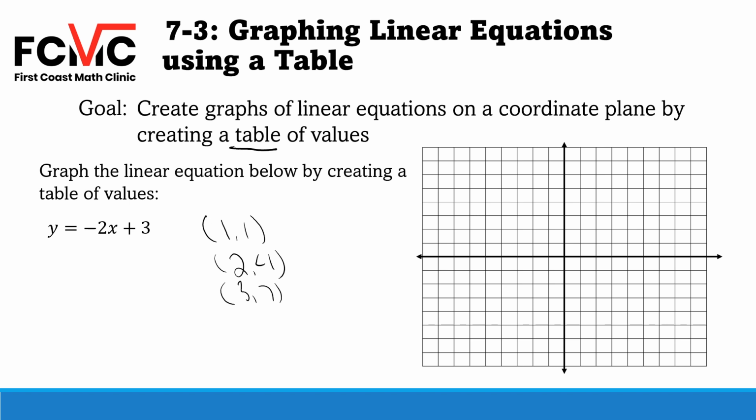So if we have these 3 points, we can plot (1, 1), then (2, 4): over 2, up 1, 2, 3, 4. Then (3, 7): over 1, 2, 3, so x is 3, and up 7, 1, 2, 3, 4, 5, 6, 7. And then connect these points, and we get a line.